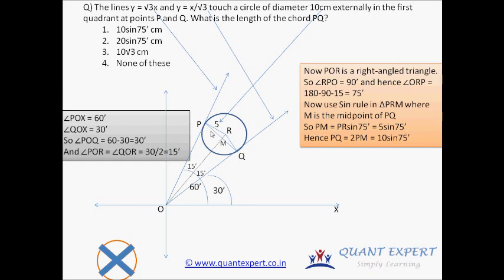Once you know PM, finding PQ is just twice of it, because M is the midpoint of PQ, and hence PQ is 10 sine 75. The answer is option 1, 10 sine 75.